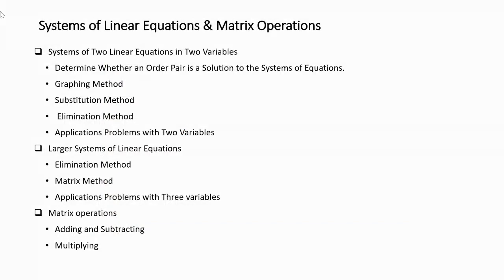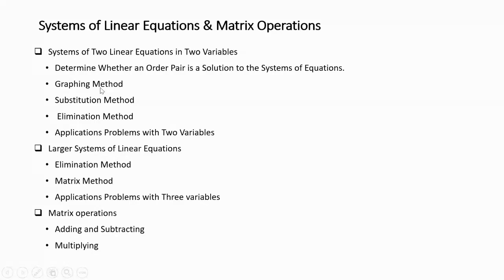Systems of two linear equations in two variables, which I believe is section 6.1, has determining whether an ordered pair is a solution of a system of equations, and the graphing method. The graphing method is not covered in the 1324, but I'm going to show it anyway because there are different ways to solve systems of equations, and graphing is one of them. Then substitution, the elimination method, and how we apply matrices in real life. And then larger systems of equations, the elimination method, matrix method, and application problems with three variables, and at the end, matrix operations: adding, subtracting, and multiplying.